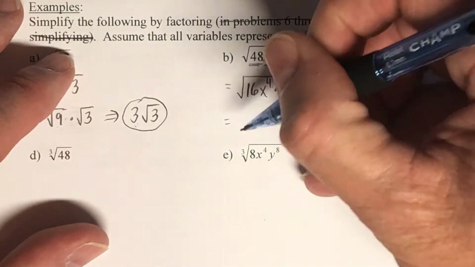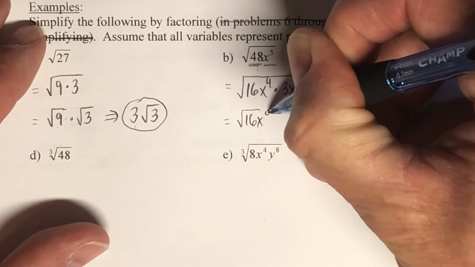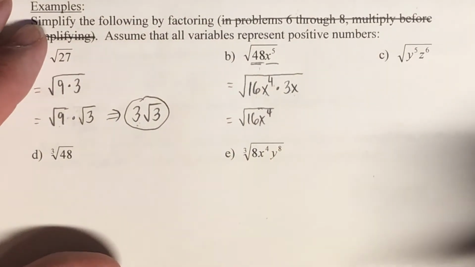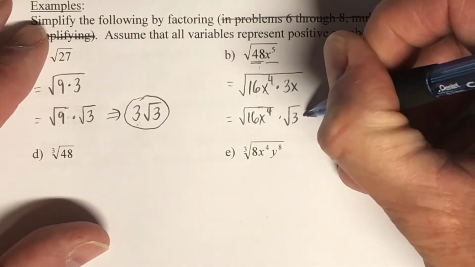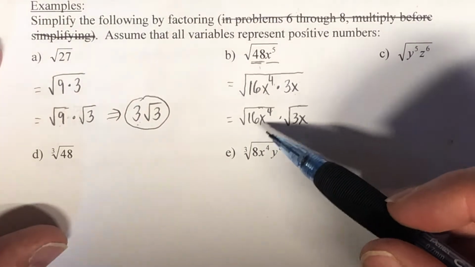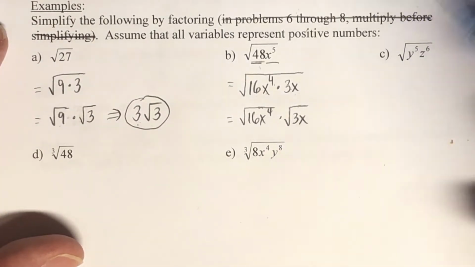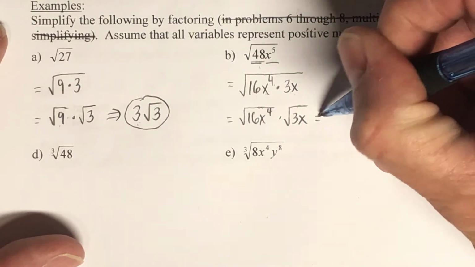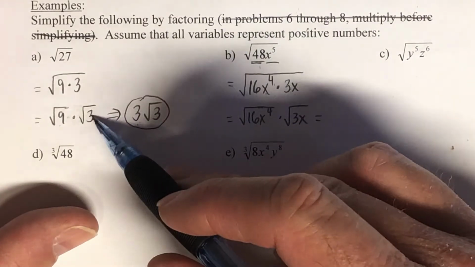Now, we then split it apart just like we did in the last problem. Split it apart. 16x to the 4th goes inside of one radical. 3x goes inside of the other one. And then just like we did in the last problem, you figure out what the first radical is equal to. And then the second one, that stays the same, just like it did over here.